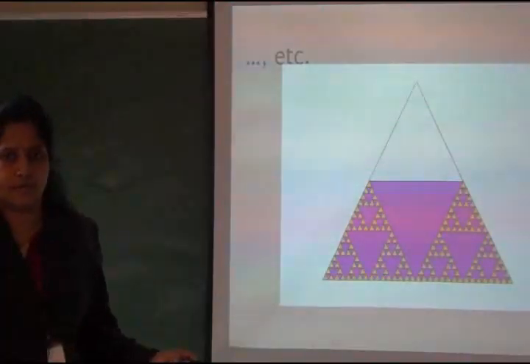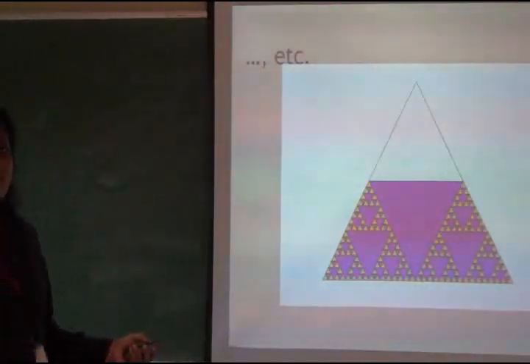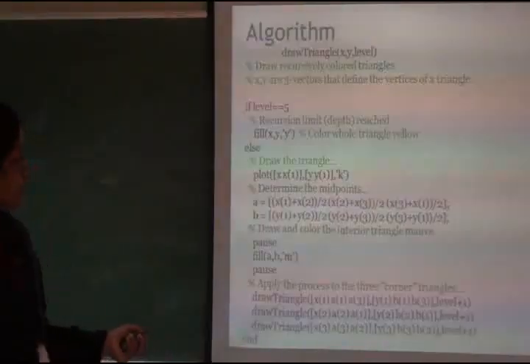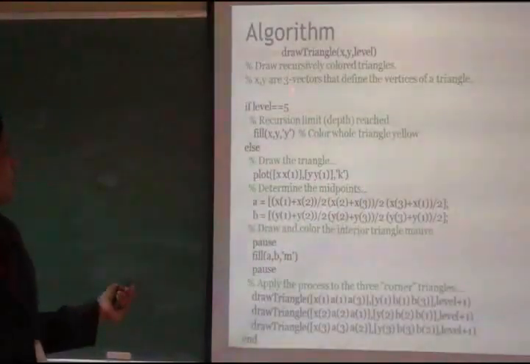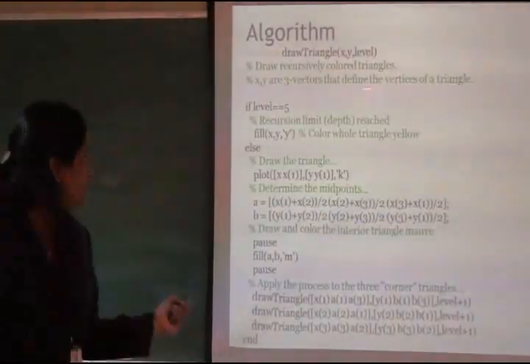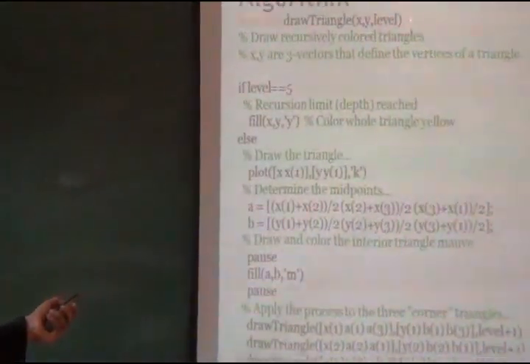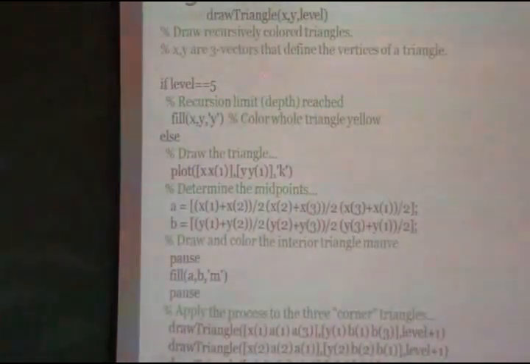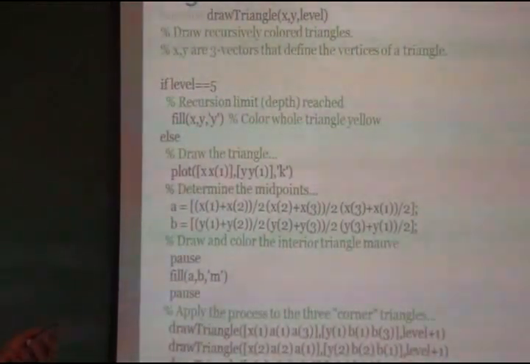If you are able to join the midpoints, you can draw the triangle and make it pink. This is the algorithm behind this. But the only thing is, here we need to find out how many levels we can go. Draw the triangle at x and y level. Level equal to 5. The recursion limit should be given.